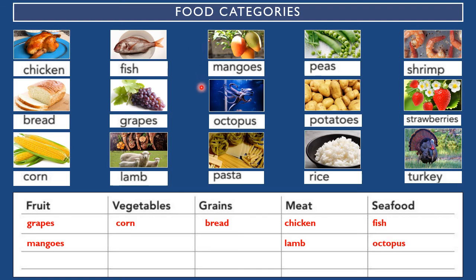Octopus, seafood. Pasta, grains. Peas, vegetables. Potatoes, vegetables. Rice, grains. Shrimp, seafood. Strawberries, fruit. And the last one, turkey, meat.